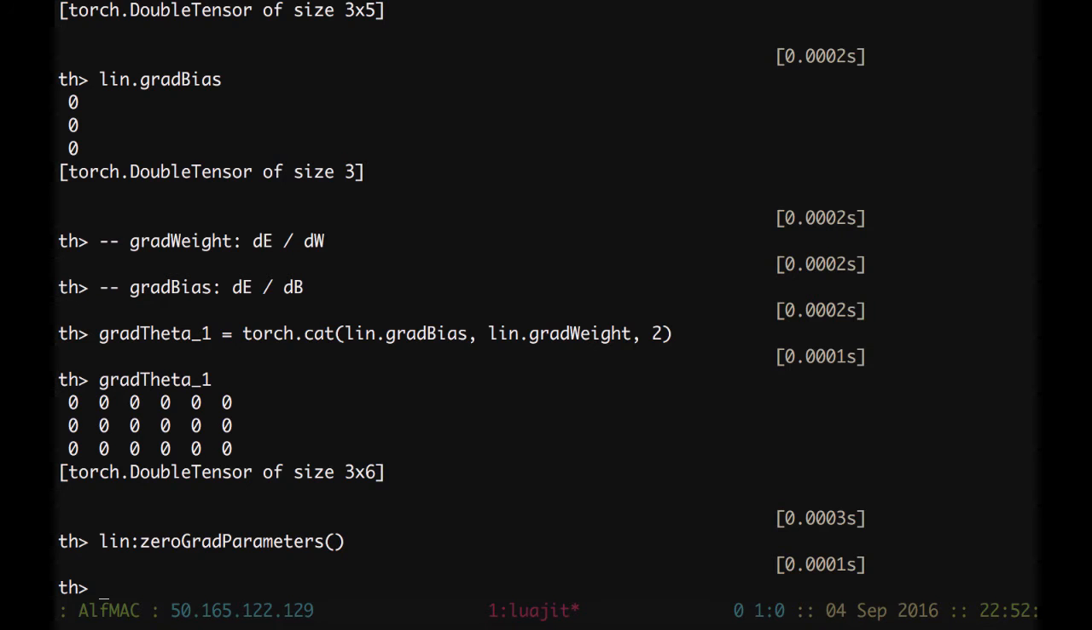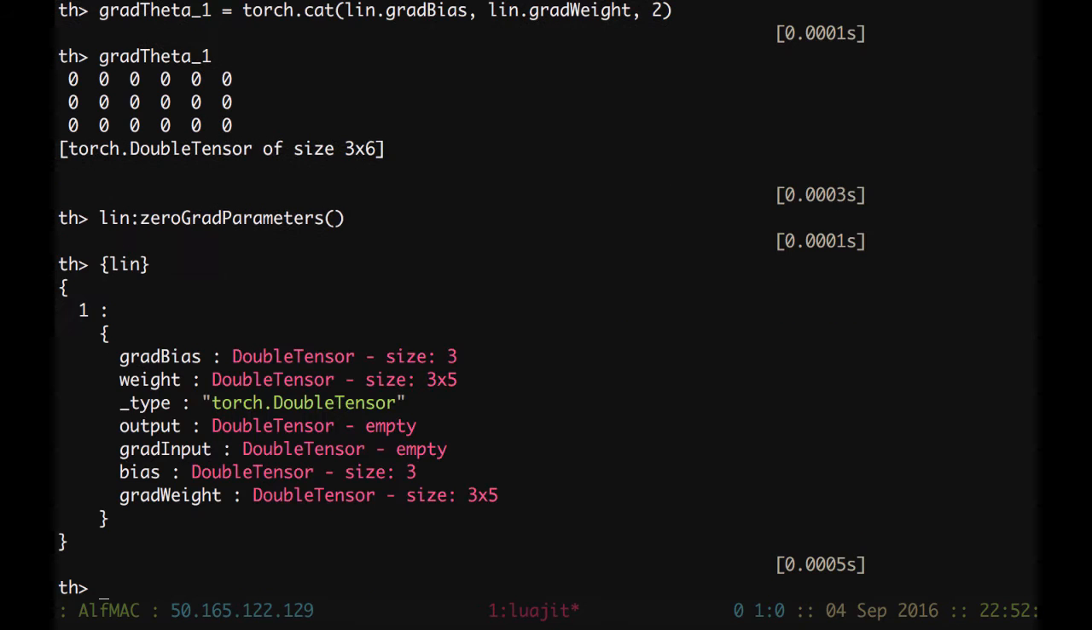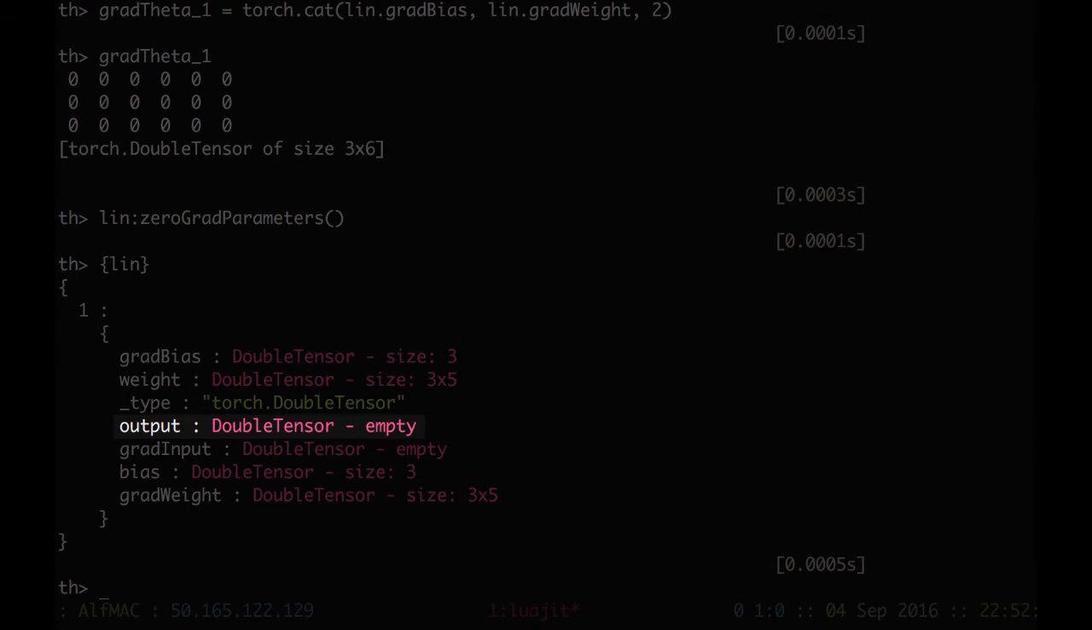So the first part is done. Then we have an output, which is empty at the moment because we haven't inserted anything in the module. We have a grad input, which is the derivative of the output with respect to the input of this block. We don't have anything at the output, nothing in the input, so it's empty at the moment. And the last part we haven't covered is the type, which is torch double tensor. This shows the type of module we are using at the moment.